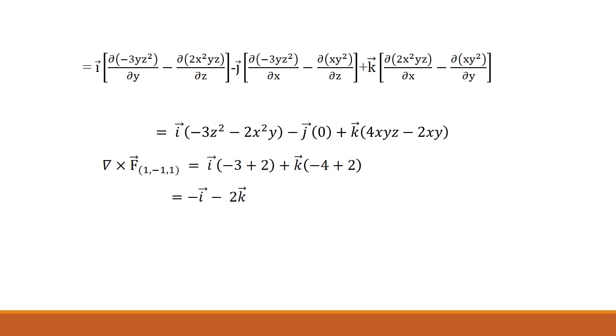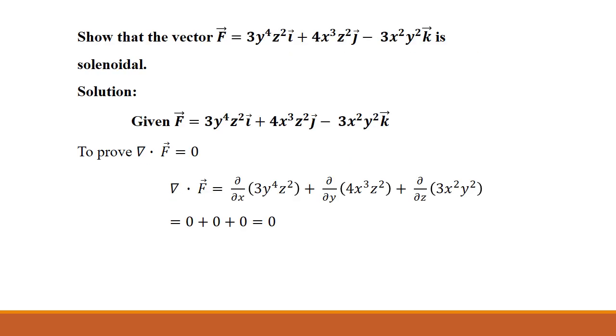Therefore del cross f vector is equal to minus 3z square minus 2x square y into i vector minus 0 j vector plus 4xyz minus 2xy into k vector. Here del cross f vector at the point 1, minus 1, 1 means replace x by 1, y by minus 1 and z by 1. We get minus i vector minus 2k vector.